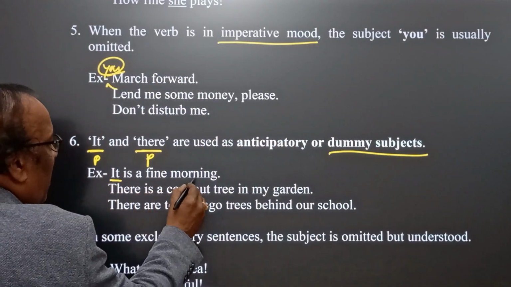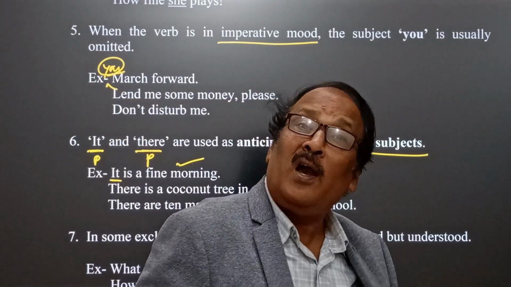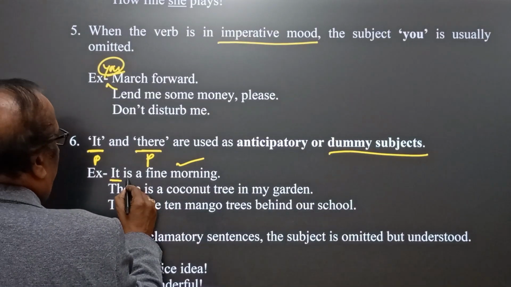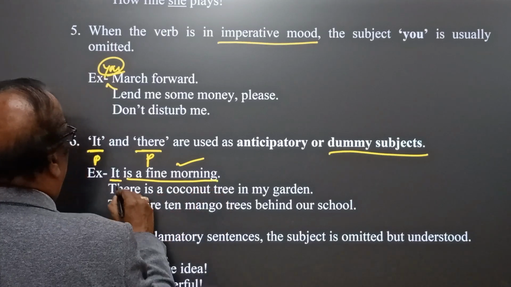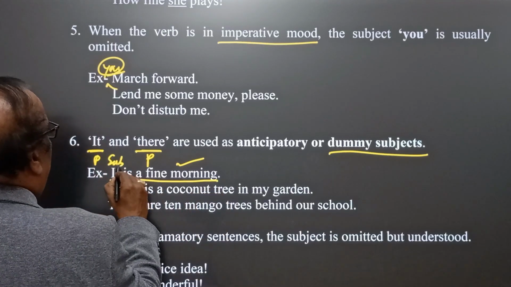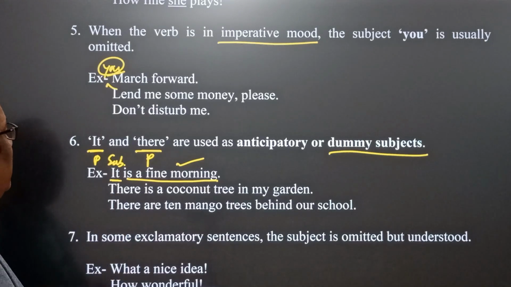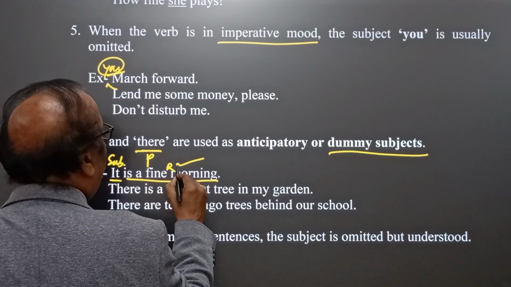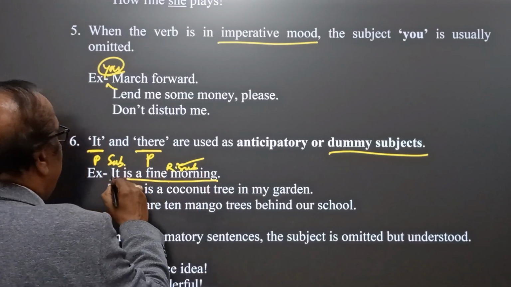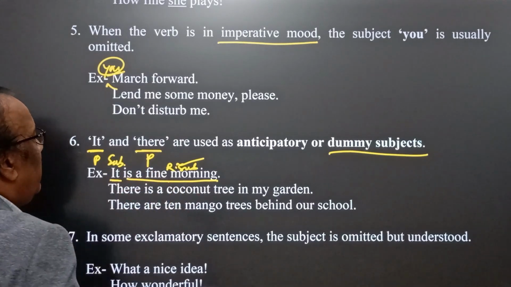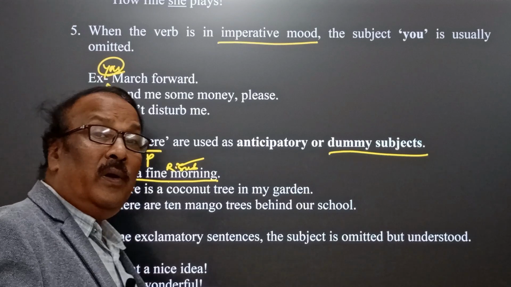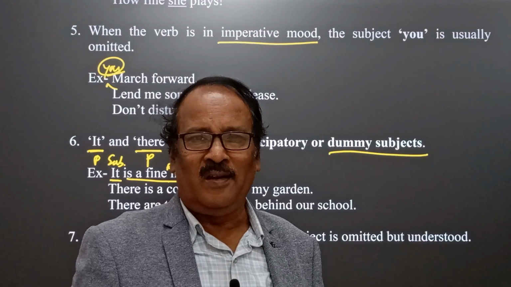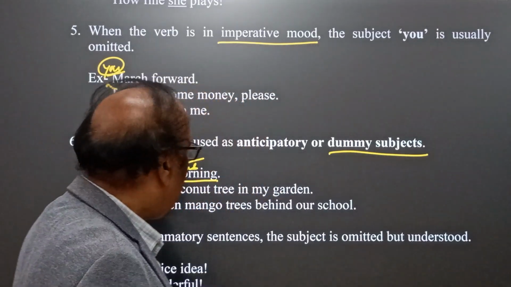Listen how: 'It is a fine morning.' Here 'it' is the subject, and 'is a fine morning' is the predicate part. 'It' is the dummy subject, and the real subject is 'a fine morning.' 'It' is used for the sake of 'a fine morning.' Therefore, 'it' is the unreal, dummy subject. Okay.